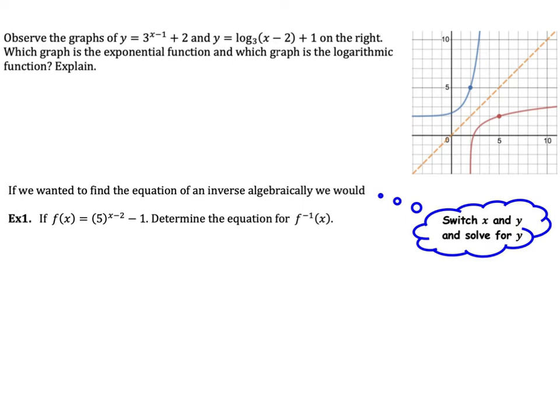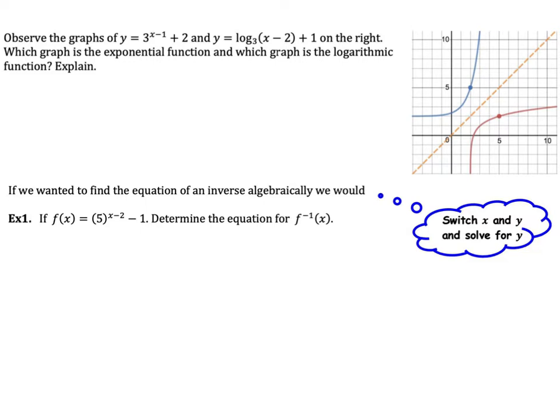Okay, next it says observe the graphs of y equals 3 to the x minus 1 plus 2 and y equals log base 3 of x minus 2 plus 1 on the right. Which graph is the exponential function and which graph is the logarithmic function? So first I'm going to look at the graphs and try to identify, is there a horizontal asymptote or a vertical asymptote?